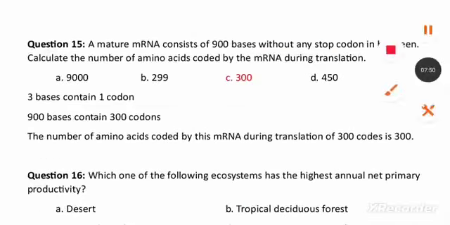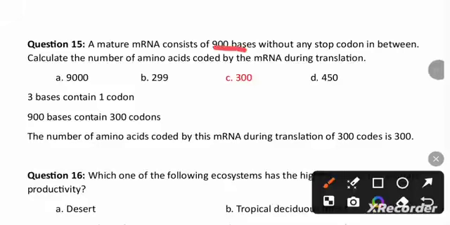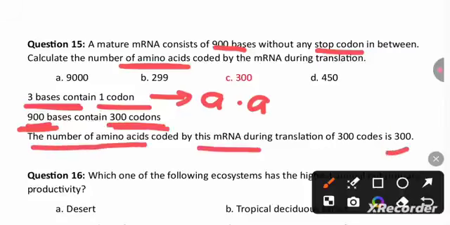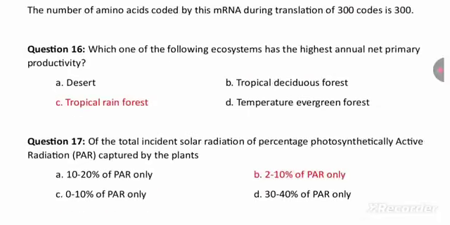A mature mRNA consists of 900 bases, without any stop codon. Calculate the number of amino acids. We know 3 bases make one genetic codon and each codon codes for one amino acid. If we have 900 bases, then we get 300 codons. So the amino acids coded by this mRNA are 300, because we do not find any terminator codon in between. So the answer is 300.